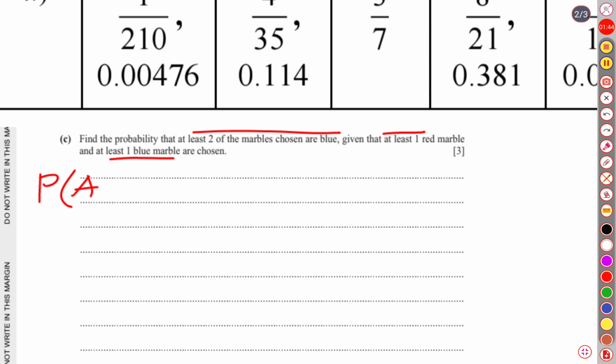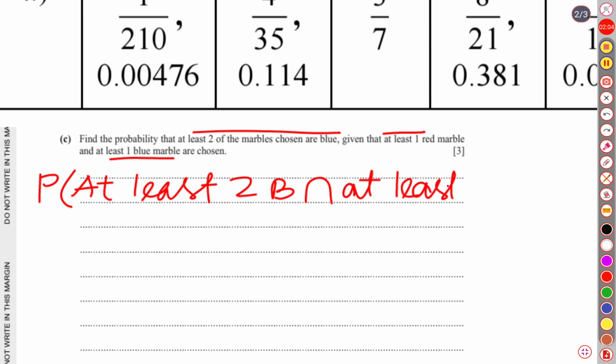probability of at least 2 blue, intersection at least 1 blue and 1 red, 1 blue as well as 1 red. First of all, let us find this probability.